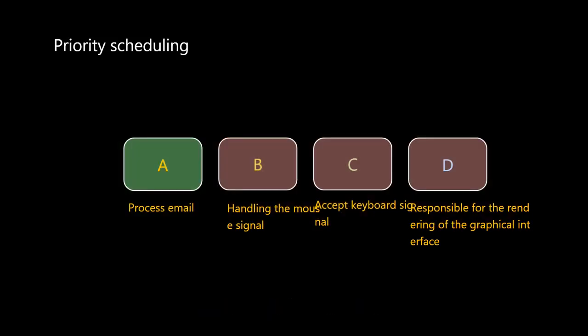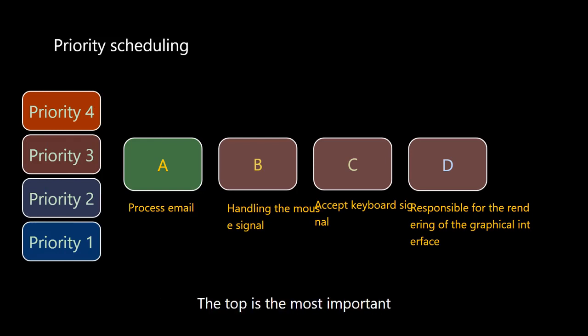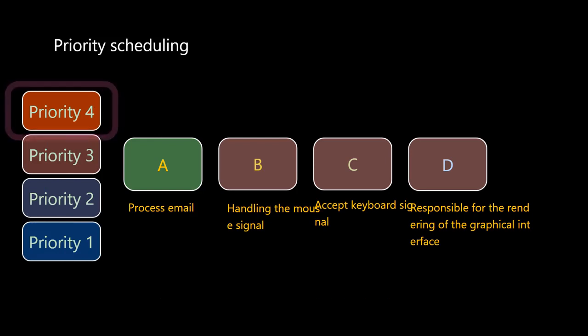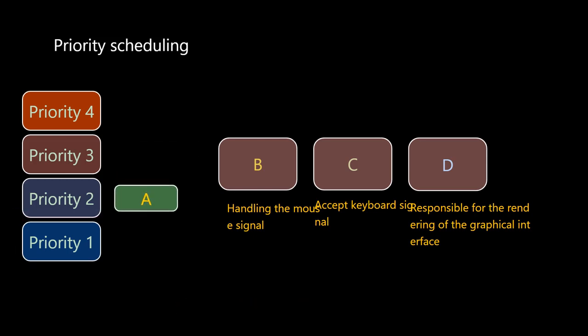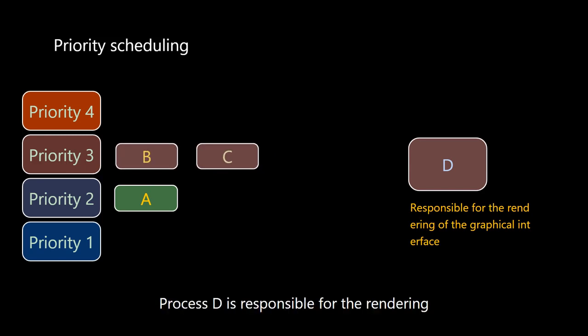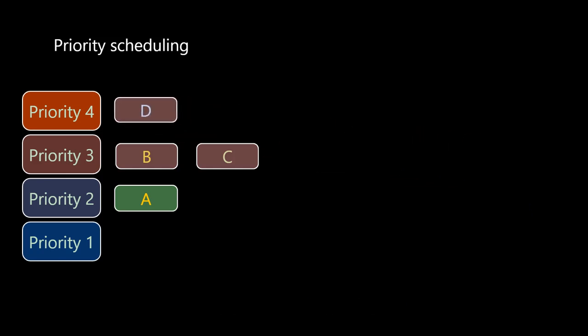According to the importance, the processes are divided into 4 priority levels. The top is the most important, and the bottom is the least important. Then, process A as background processing is the least important. Process B and process C accept the user's instruction and are more important. Process D is responsible for the rendering, and the human eyes are very sensitive, so it is the most important.